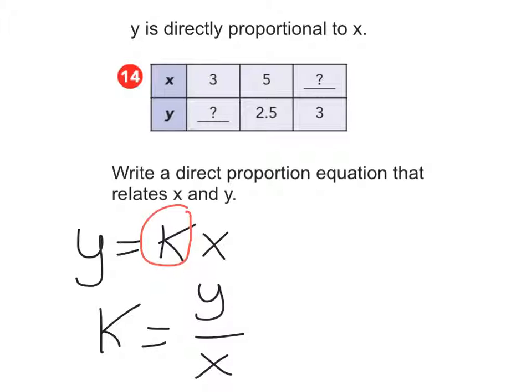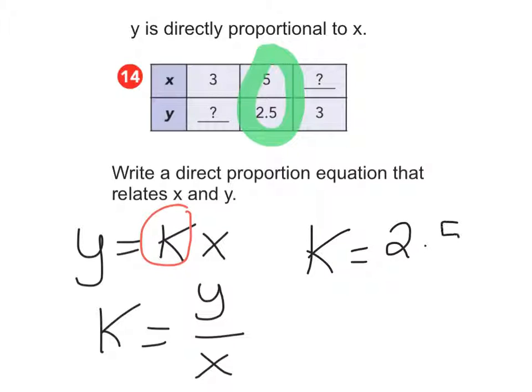If you look at the table here, you have one pair of numbers that you can use to do y divided by x. So I'm going to take those numbers and plug them in. K is equal to 2.5 divided by 5.